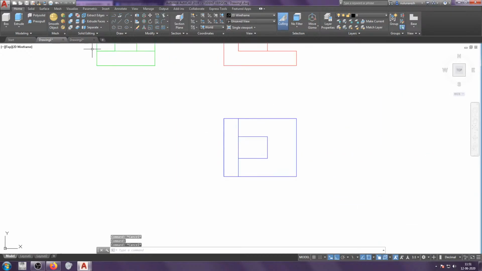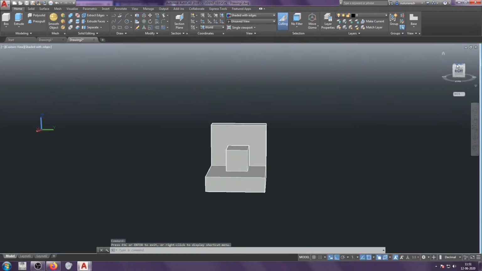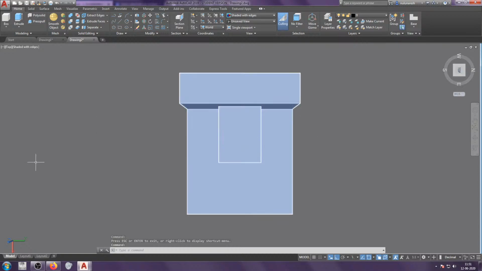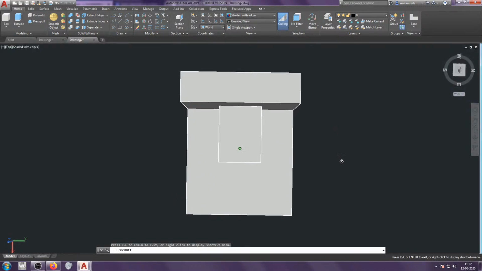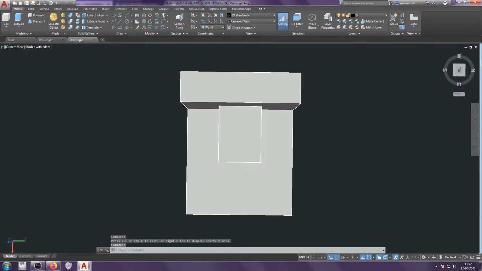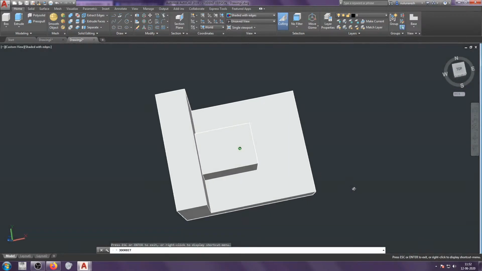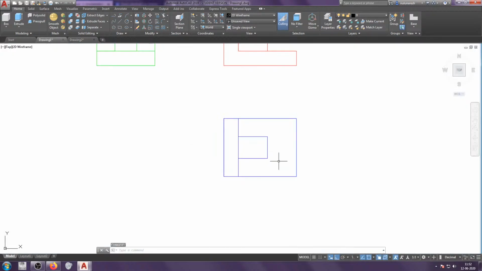Okay, now the top view, we will see the top view. So that's the top view. Not able to rotate this one. Okay, so that's the top view. That is how it is going to look like from the top.